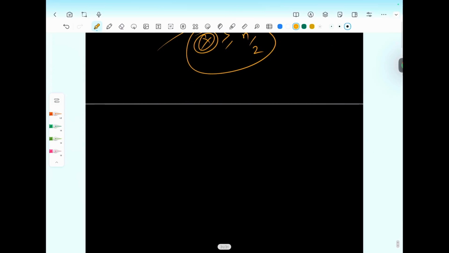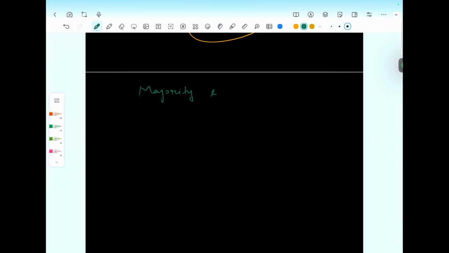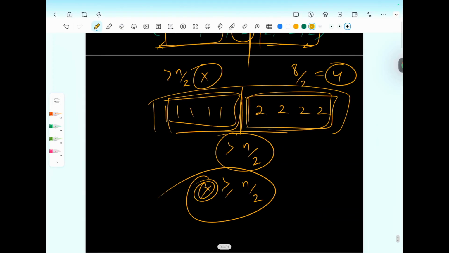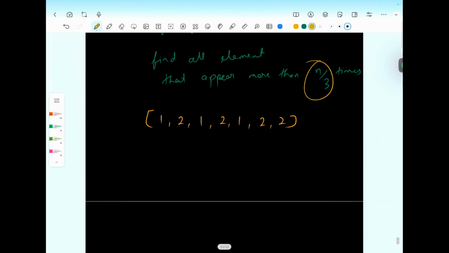Similarly, we have Majority Element 2. In this question they ask us to find all elements that appear more than n by 3 times. So this time it is asking to find all the elements which appear more than n by 3 times. If we take this example, where our array size is 7, and do a division by 3, it will be around 2. So you need to find elements whose frequency is greater than 2.